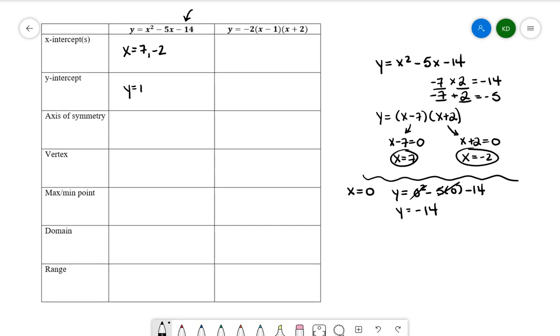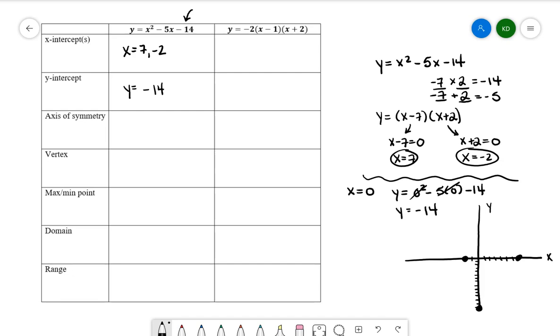Just to give us a nice little visual, I'm going to draw a picture of what this would look like on a Cartesian plane. So I'd have my x-axis and y-axis here. If I identify my x-intercepts, we would have an x-intercept at negative 2 and at positive 7. And I'll have a y-intercept at negative 14. Like this. And that's what we have so far.